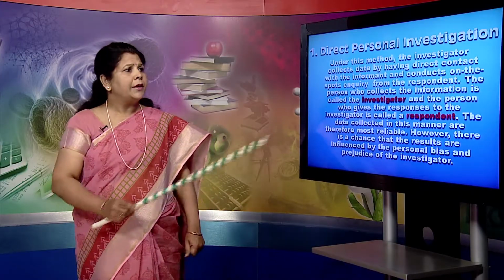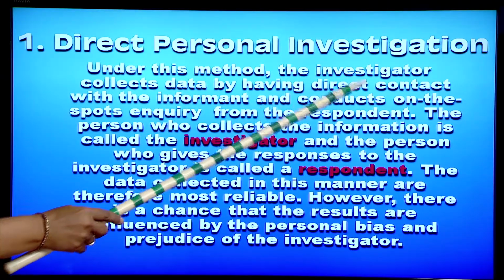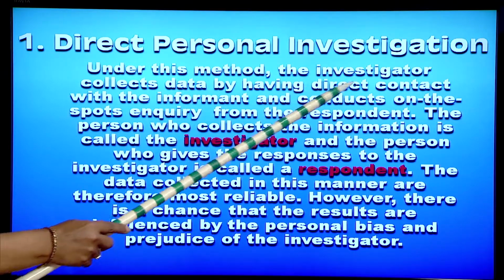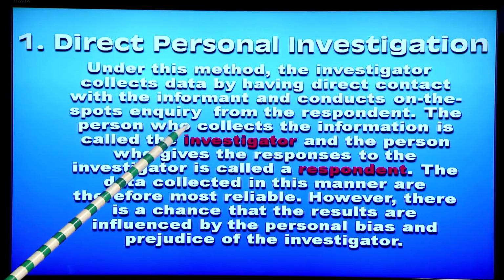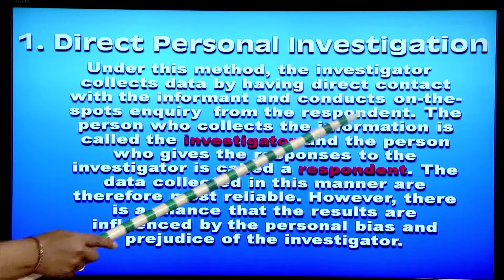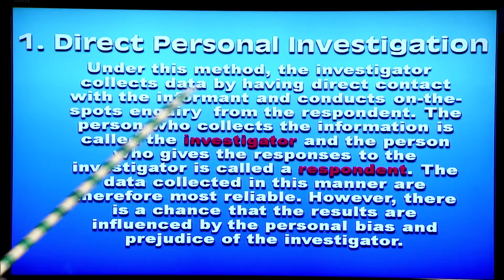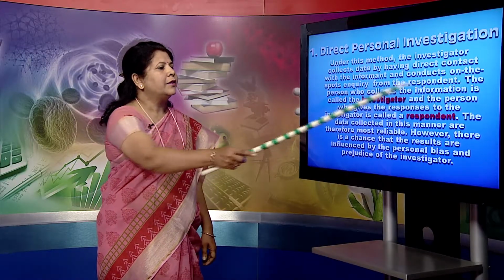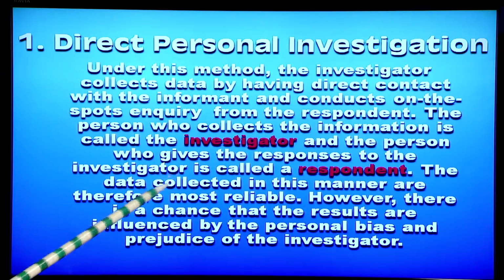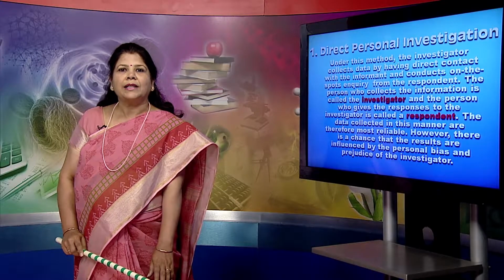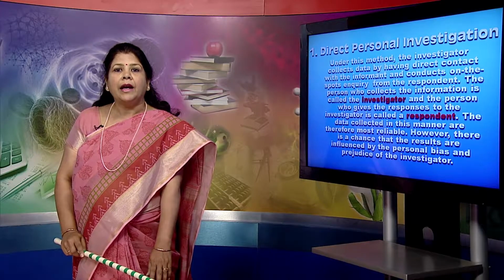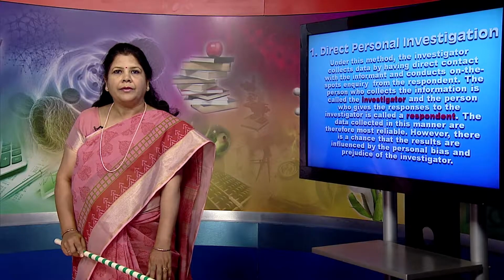Direct personal investigation is when the investigator collects data by having direct contact with the informant and conducts an on the spot inquiry from the respondent. The person who collects the information is called the investigator, and the person who gives the responses to the investigator is called a respondent. The data collected in this manner are therefore most reliable. However, there is a chance that the results are influenced by the personal bias and prejudice of the investigator.